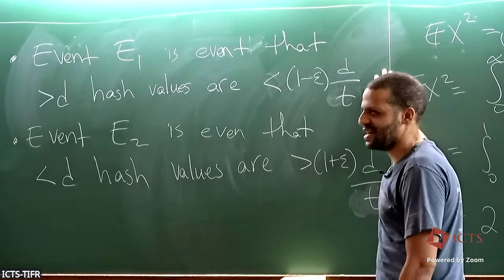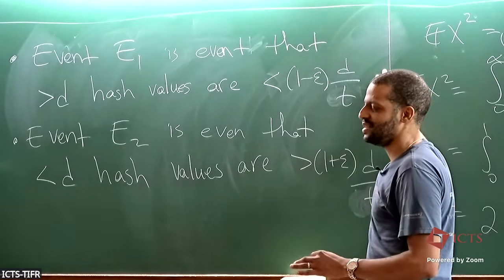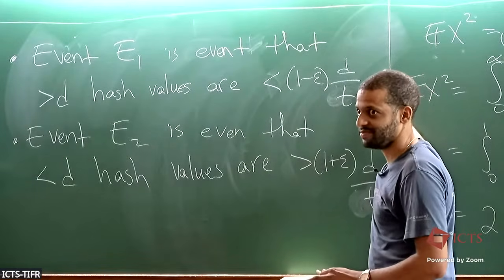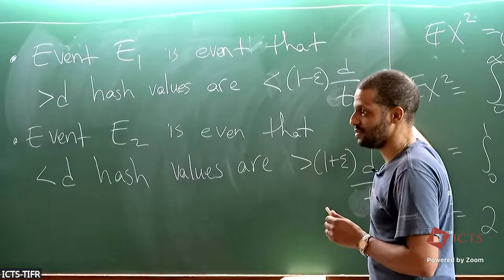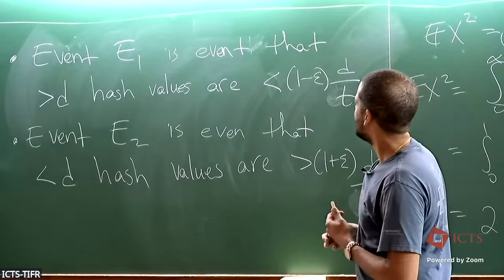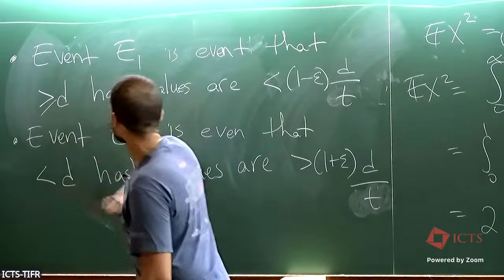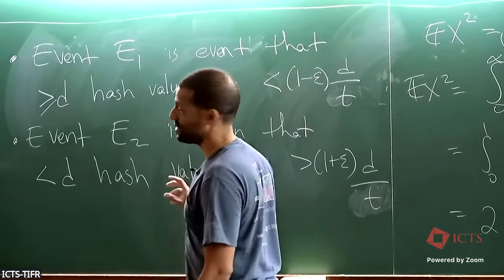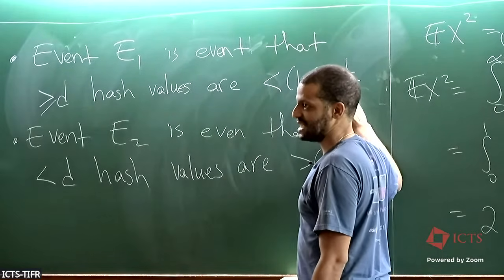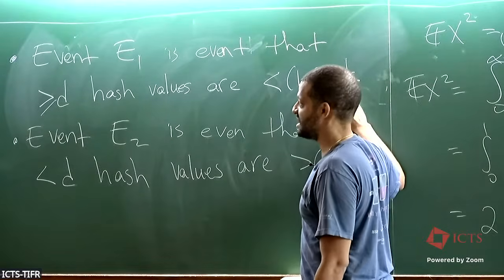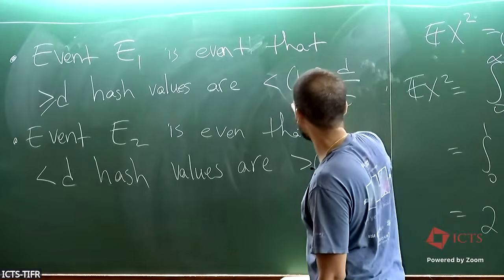E1 for me is a bad event, and E2 is a bad event. What I'm going to try to show you is that with good probability, neither E1 nor E2 happen. Let's say that E1 doesn't happen and E2 doesn't happen. Then what does that mean? If E1 doesn't happen, the number of small hash values is less than D, which means the dth smallest hash value is going to be bigger than this. Right? The dth smallest hash value will be bigger than this.